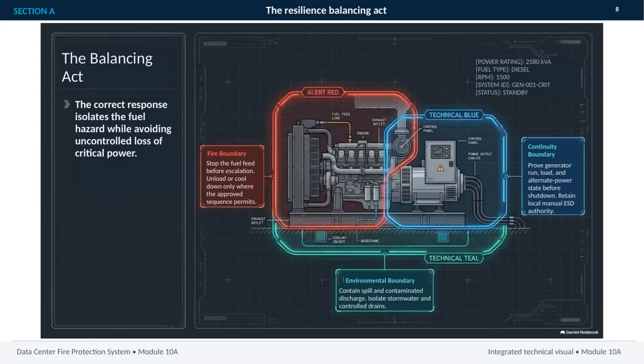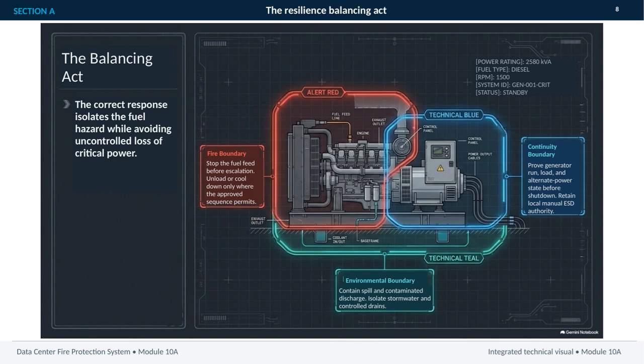This slide presents the resilience balancing act during a diesel generator fire or fuel-related incident. The correct response is not simply to shut everything down. It is to isolate the fuel hazard while avoiding an uncontrolled loss of critical power. The objective is controlled isolation with continuity preserved wherever the approved procedure allows.